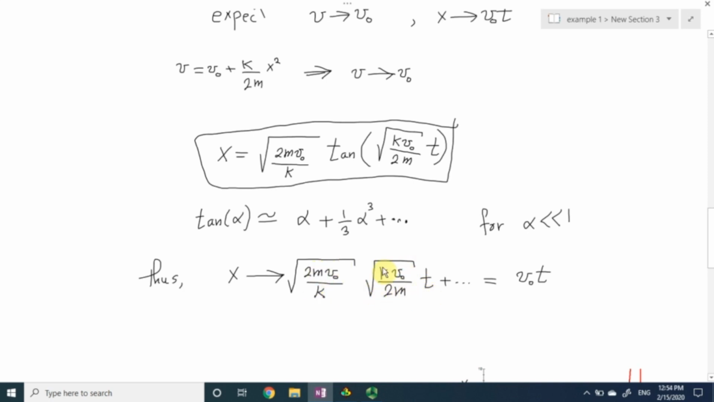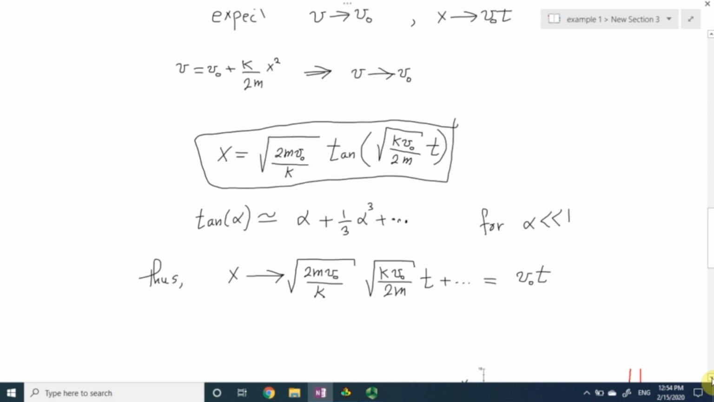Now simplifying these constants, you can check that the answer is v naught t as required. So that's another proof that our answer is correct. It is giving us what we expect physically when k, the constant k, is very small. So that means when the force is very, very tiny.